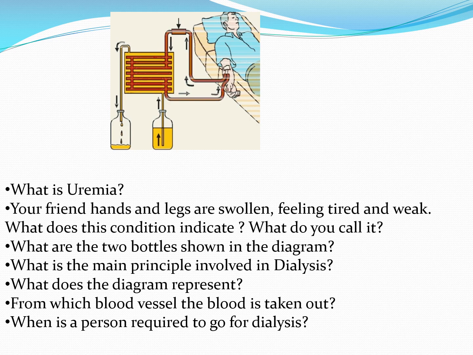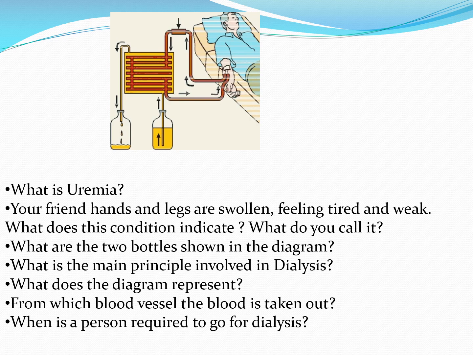Next question. Your friend's hands and legs are swollen, and they are feeling tired and weak. What does this condition indicate? What do you call it? This condition is called uremia. You feel tired and weak because your body needs clean blood to function properly.